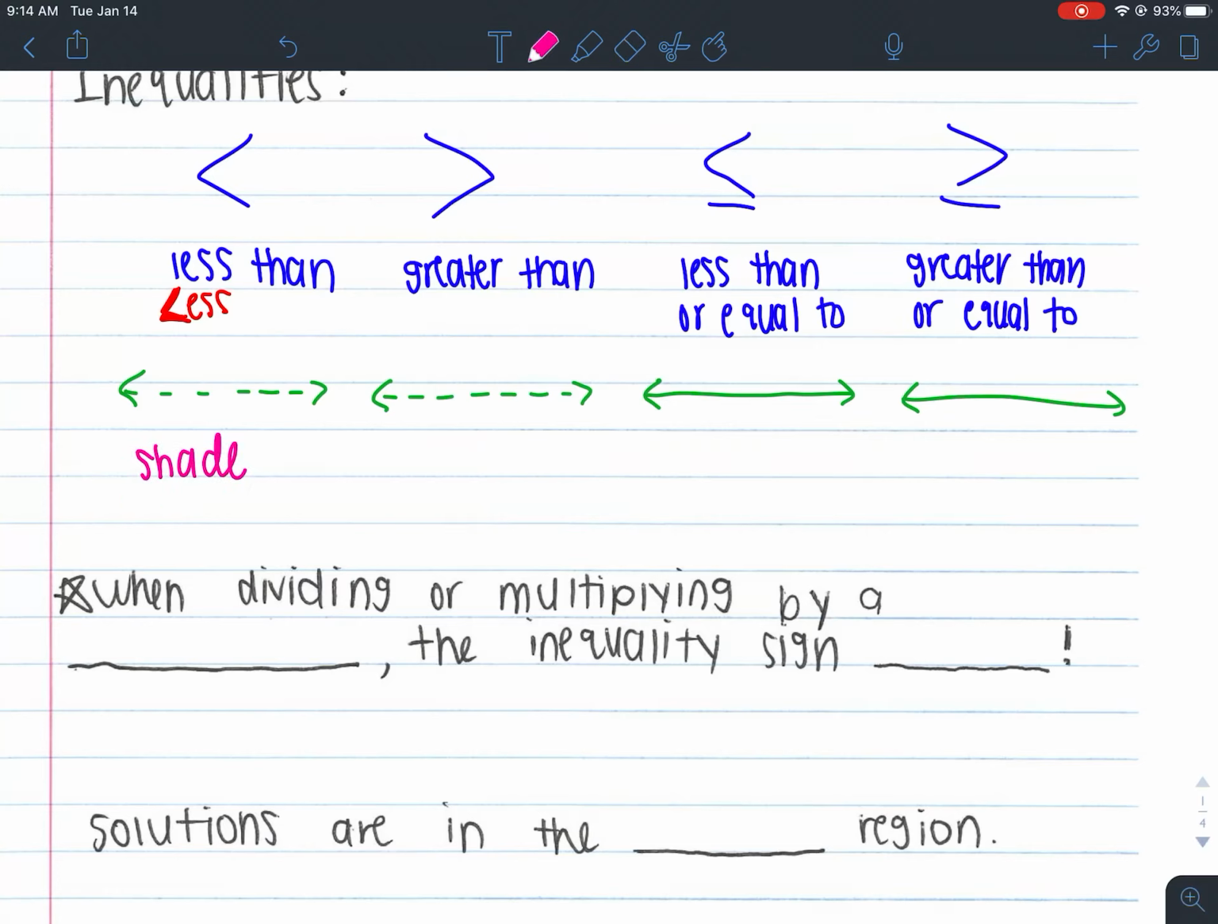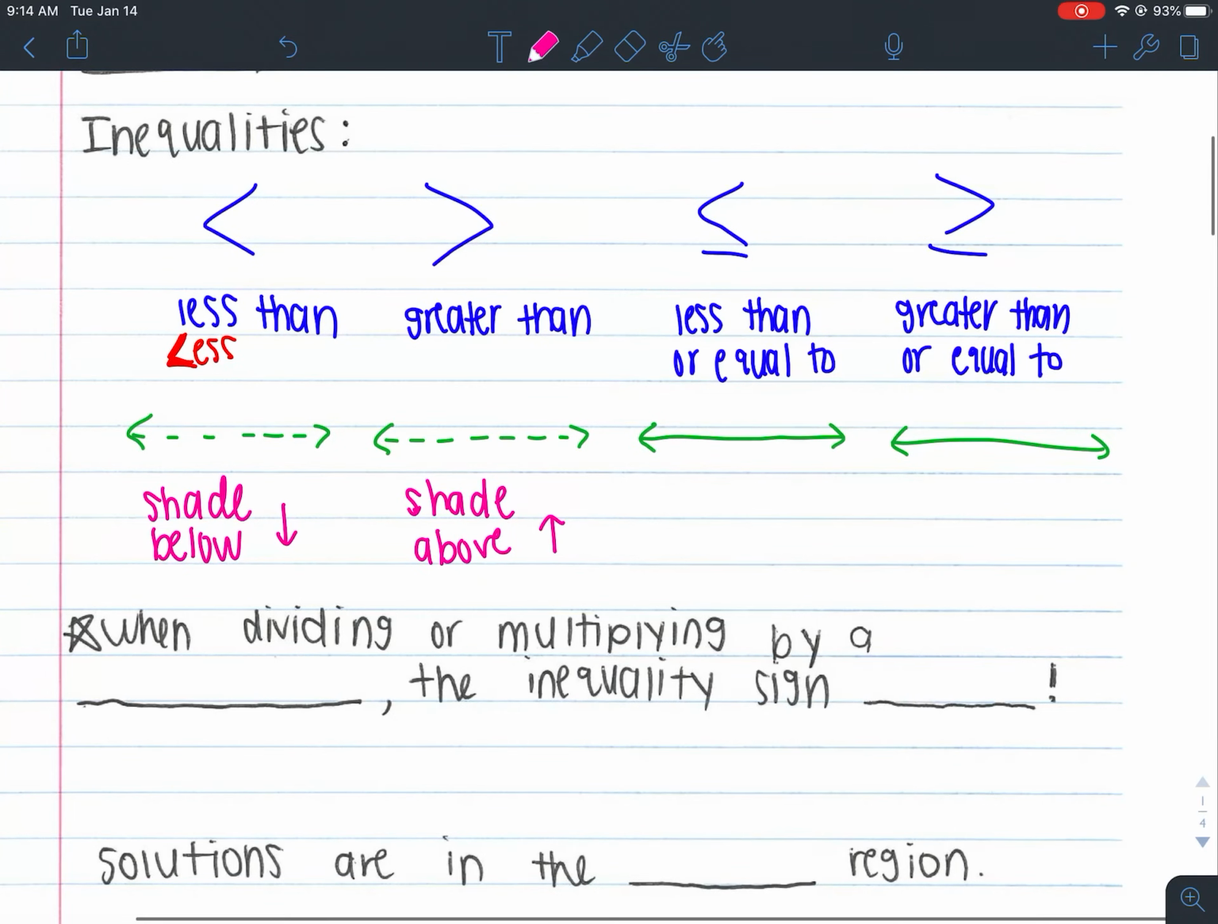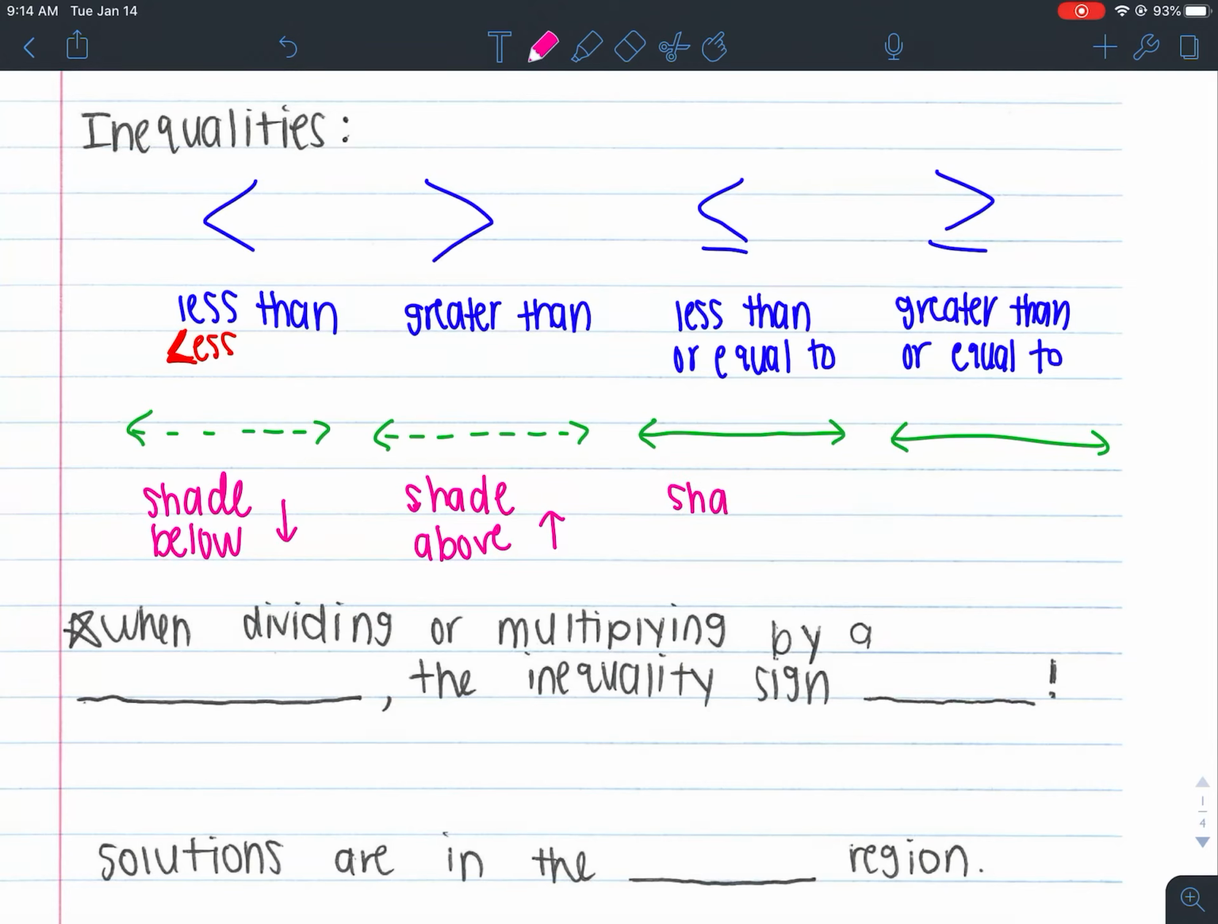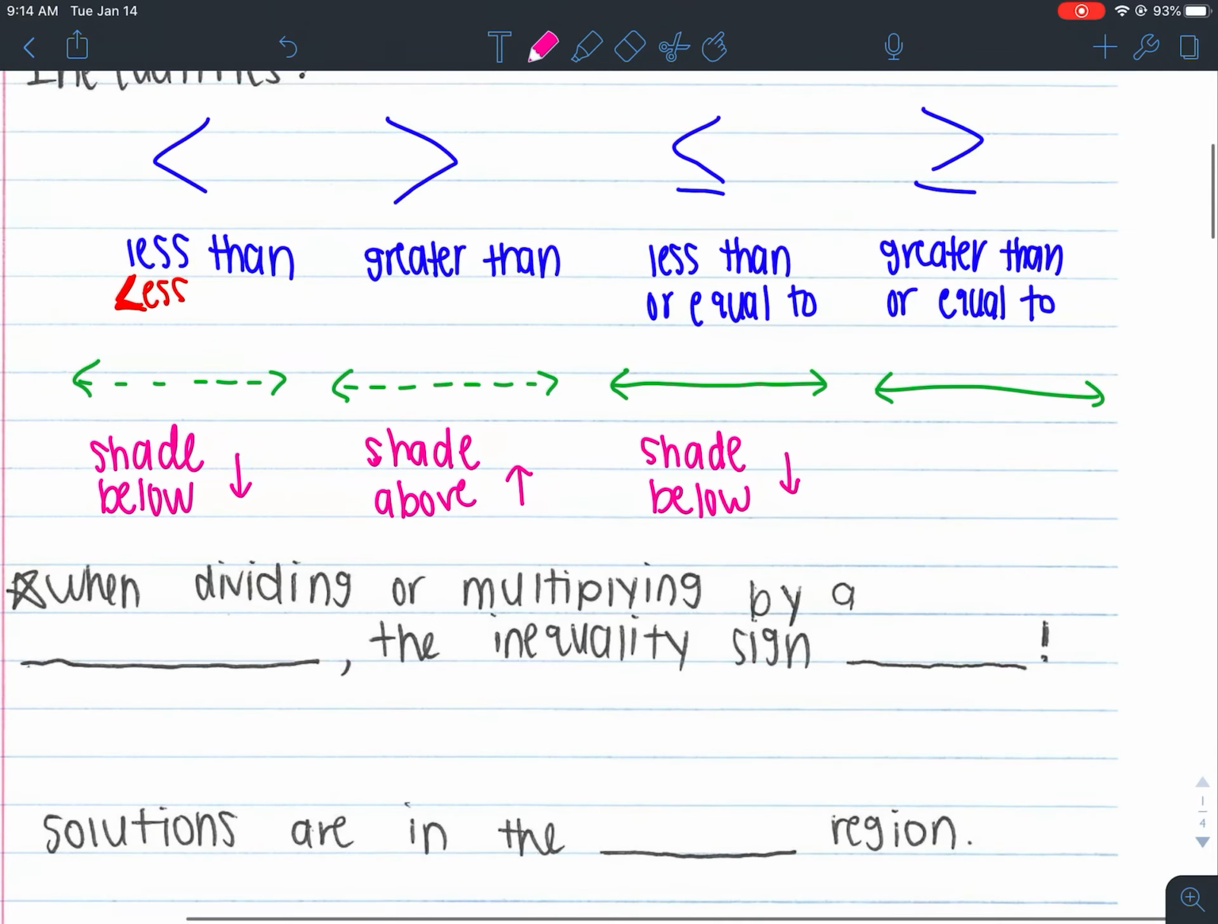So the less than would be shade below. Greater than would be shade above. Less than or equal to, it doesn't matter that it's equal to, it's still less than, so we would shade below. And this, again, is review. We learned about this in Unit 3. And then greater than or equal to is shade above.